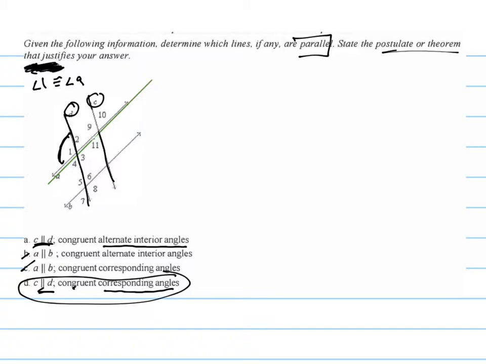Now, what if they had given you 1 and 11? They wouldn't have given you 1 and 11. What if they're giving you 2 and 11? What would 2 and 11 be if they told you 2 and 11? Those wouldn't be corresponding. Those would be alternate interior angles. Whoops, it would be C and D. Okay?